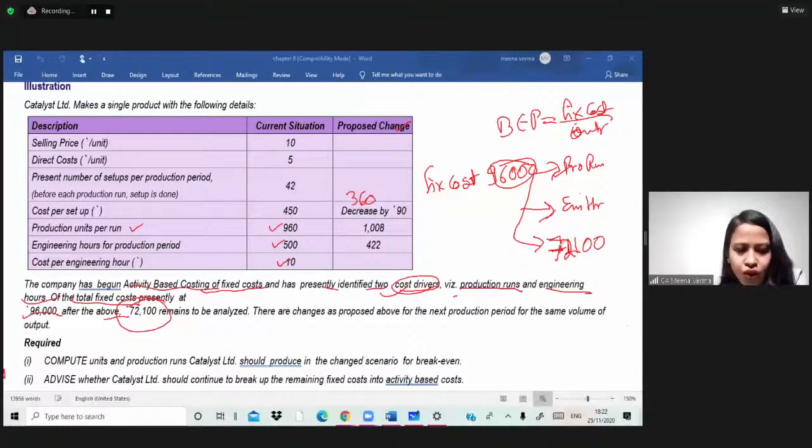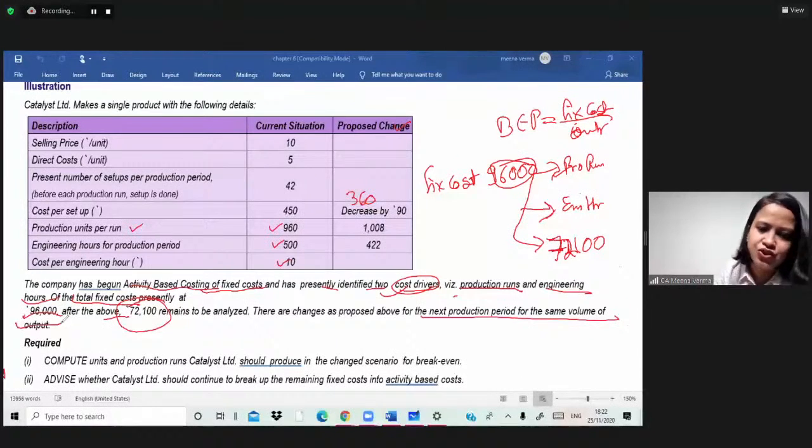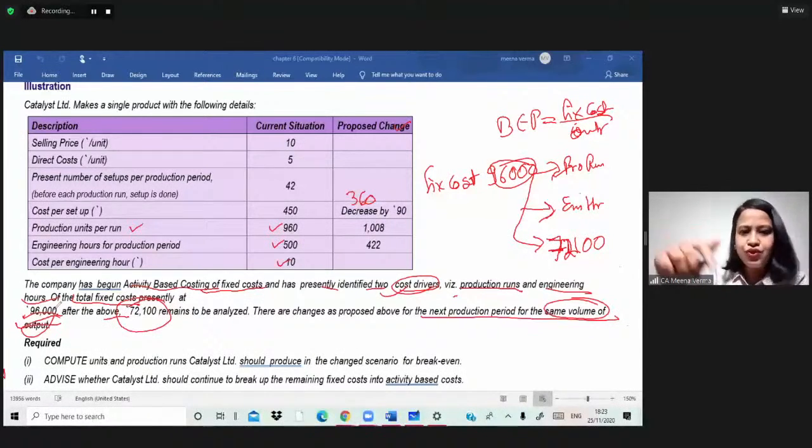72,100 fixed cost. Okay, now they are saying there are changes as proposed above for the next production period for the same volume of output. Now we have very good information given here and we will use it. They are saying that in case of this proposed change, for the next production period, the volume of output will be the same. So first we will find the number of units which we are producing in the present situation.